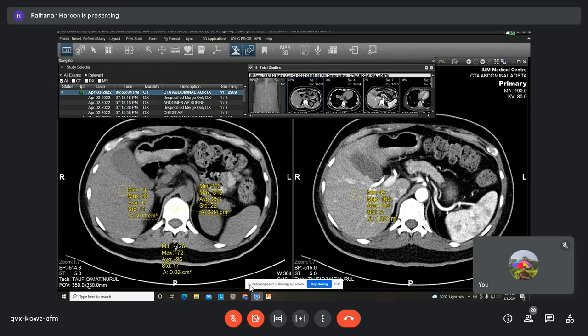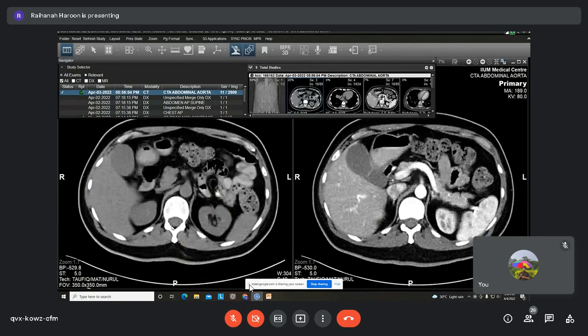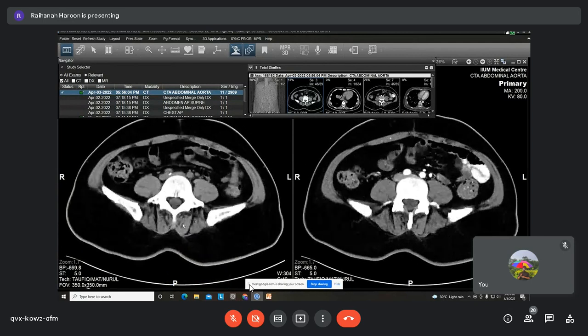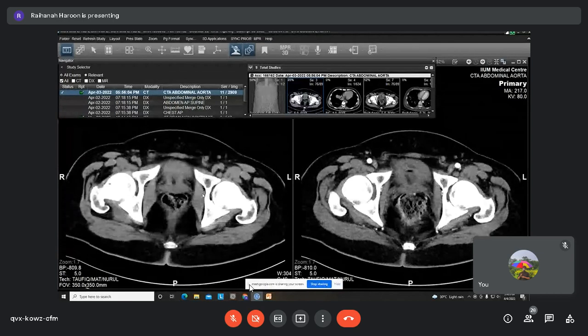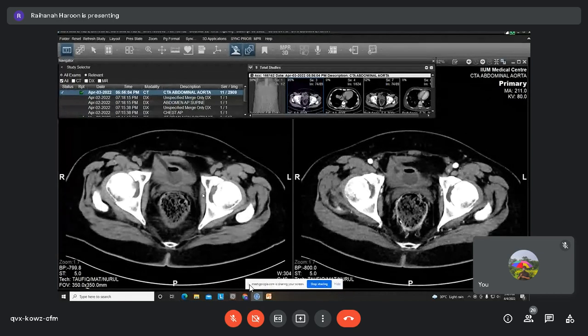If I put my ROI here, fat is always negative. Okay, you see negative 90. That's how you can discriminate the structure. Very nice, isn't it? And even soft tissue and fluid-filled structure cannot be differentiated on X-ray, but in CT we can discriminate it very well.